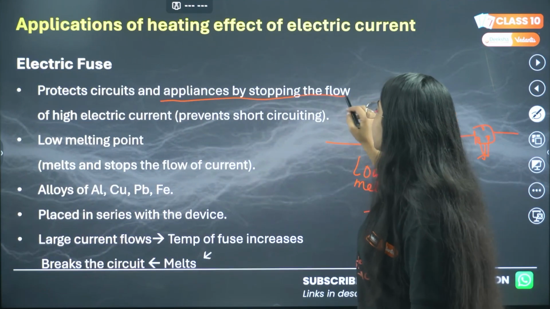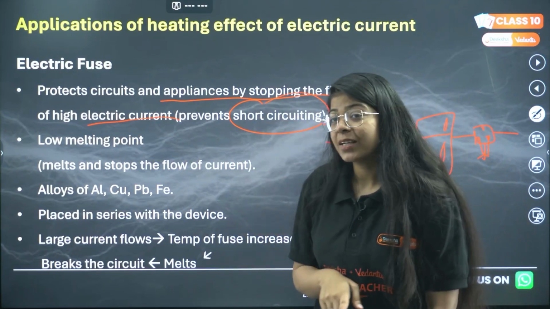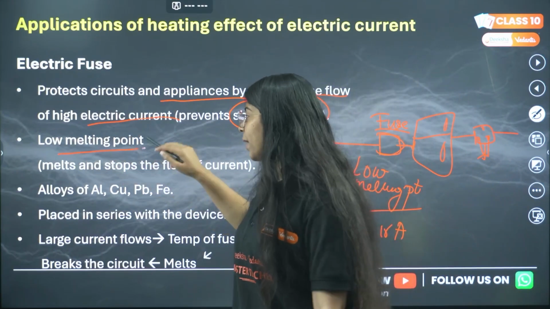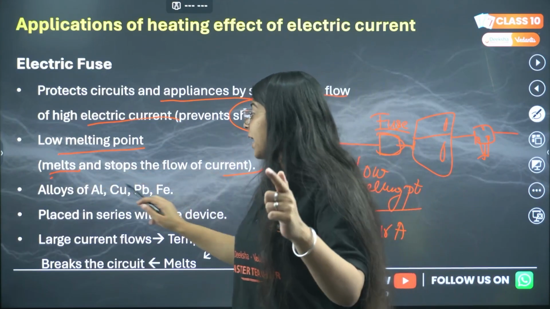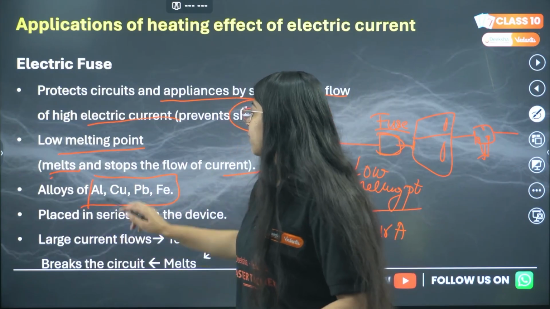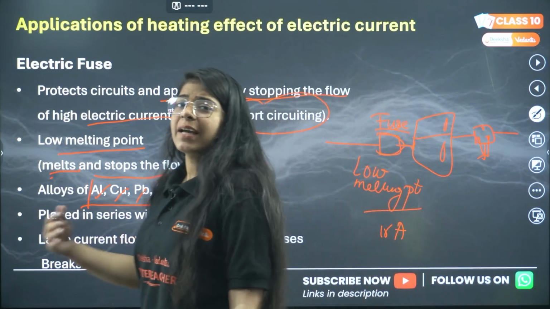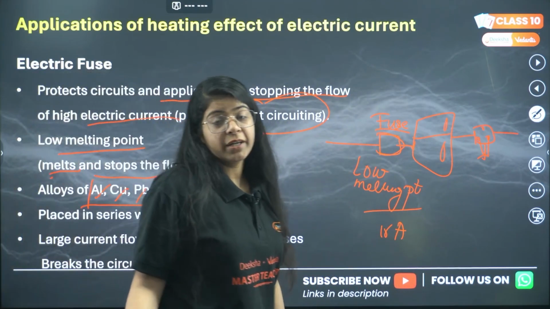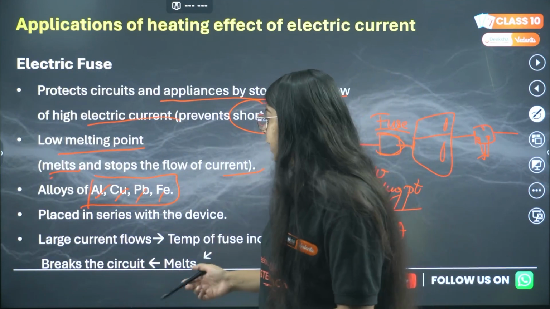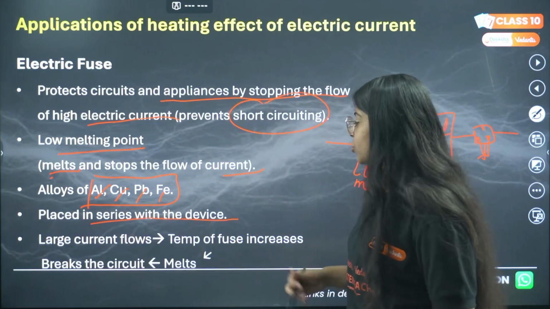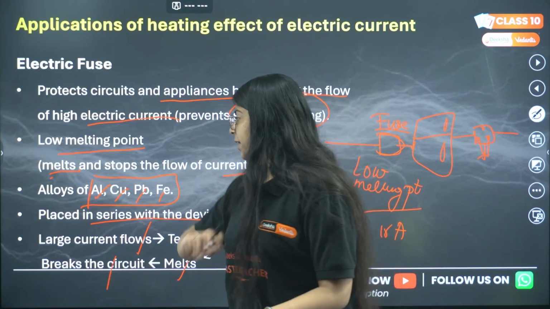It protects the circuit and appliances by stopping the flow of high electric current, and prevents short circuiting, which we studied in magnetic effects of electric current. Then low melting point, of course, it melts and stops the flow of current. I told you that we use alloys. It was made up of aluminium, copper, lead, iron. Although alloys might have high melting point, in this we used a kind of alloy that helps us protect our circuits, and it is placed in series with the device. So when a large current flows, the temperature of the fuse increases, it melts and breaks the circuit.